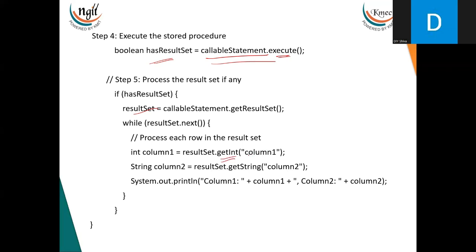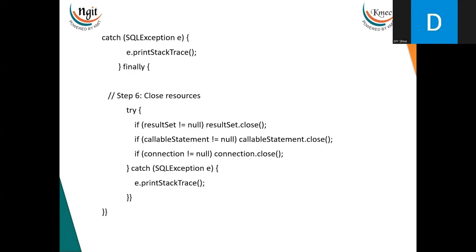It is going to return the integer value and it is stored in column 1. And this getString, column 2, is having a value of string type that is returned and stored in column 2. Finally, you are going to print the values that come under column 1 and column 2. We have this line, catch SQLException e dot printStackTrace. That means this line is going to print the stack trace of the exception.